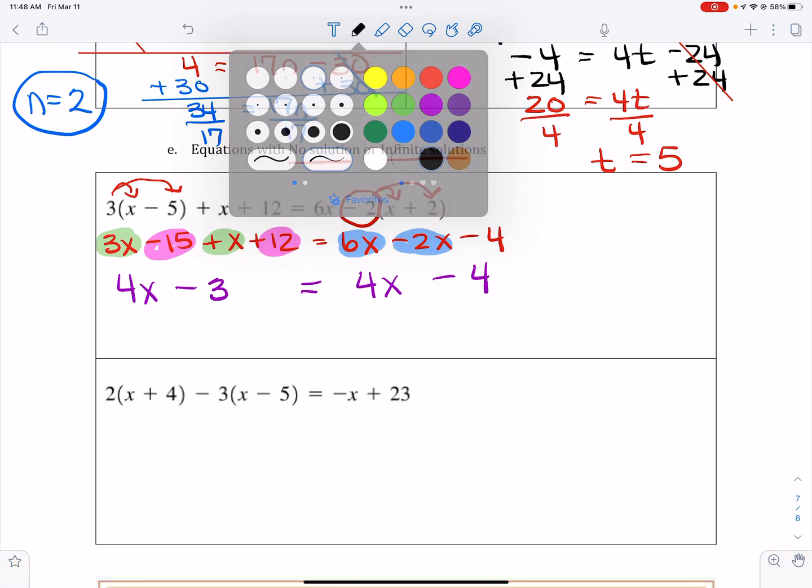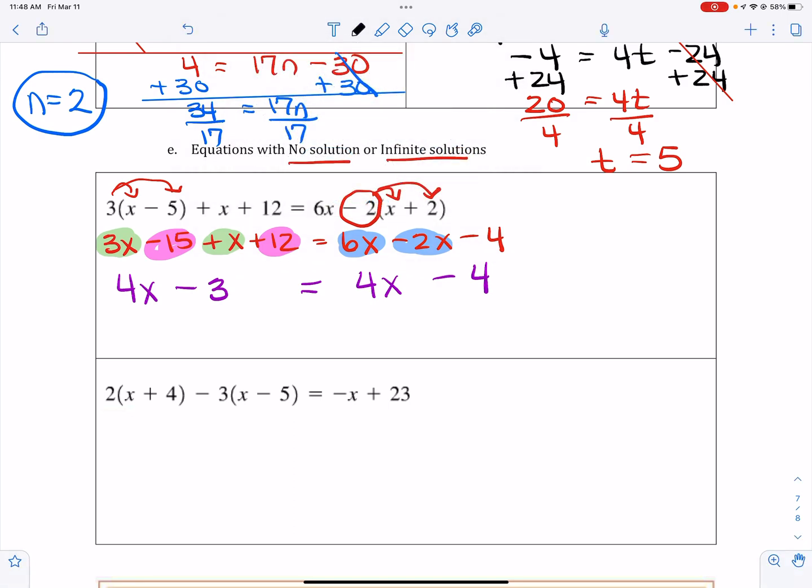Anytime I have the same number of x's on the left and the same number of x's on the right, they will cancel each other out. So now I get this absurd statement that says -3 is equal to -4. And we know that is not true. So there is no solution for this problem.